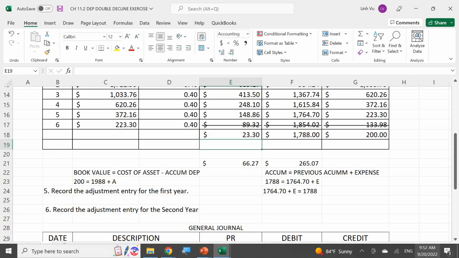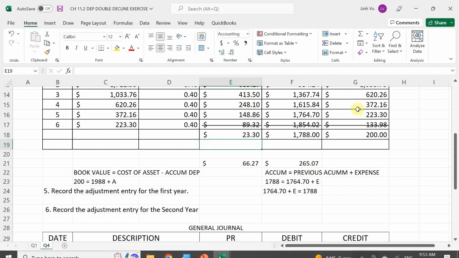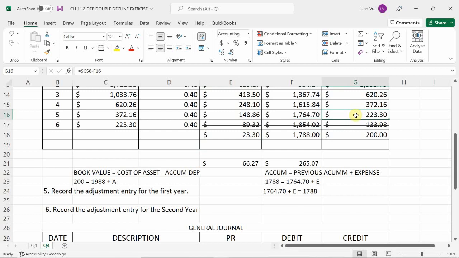Now, if you were trying your hardest to work forward, the easiest way to figure this out is, well, if my book value at the end of year 5 was $223.30, how much do I need to depreciate in order to reach that book value? So if I'm currently at $223.30, I need to reach 200 because that's my salvage value. How much do I need to depreciate?